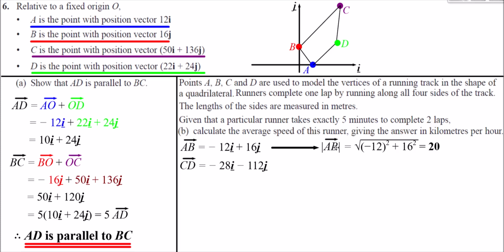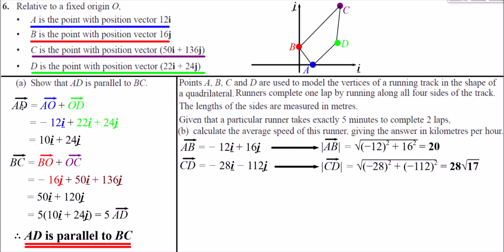Regardless, the same idea as before, we now need to work out the magnitude of the vector CD to find the distance of this side of the track. So I'm going to do the square root of minus 28 squared plus minus 112 squared. Try that on the calculator. It will give an exact answer of 28 root 17.